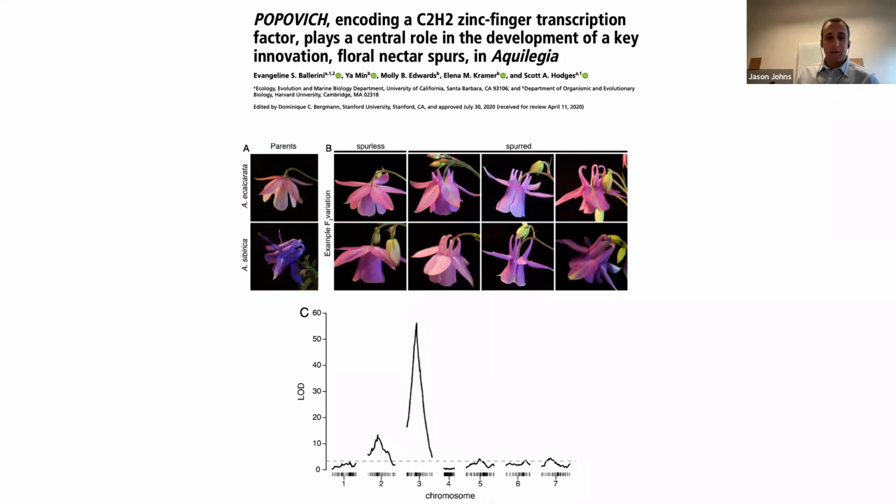And Angie's a basketball fan, and so she named this gene Popovich. And anybody that's followed the NBA anytime over the last 25 years knows that Greg Popovich is the longtime coach of the San Antonio Spurs. So when Popovich is on, the Spurs are on. When Popovich is off, the Spurs are off.